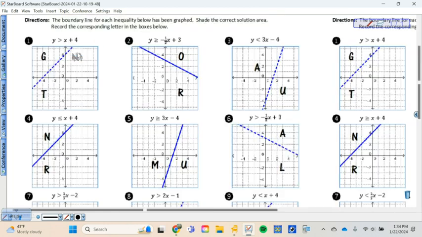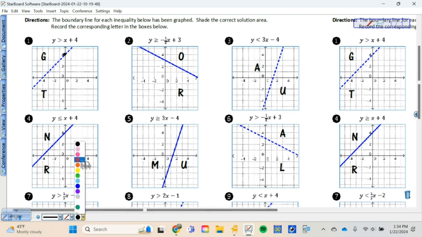Okay. And then the last thing you're doing is on the right side of that paper, and you've got all of those graphs. You have all these graphs on there. Number 1 is the same for everybody. Y is greater than x plus 4. They graphed the line for me. My y-intercept's at 4. I have a slope of 1 over 1. And they used a dotted line because it's just greater than, not greater than or equal to.